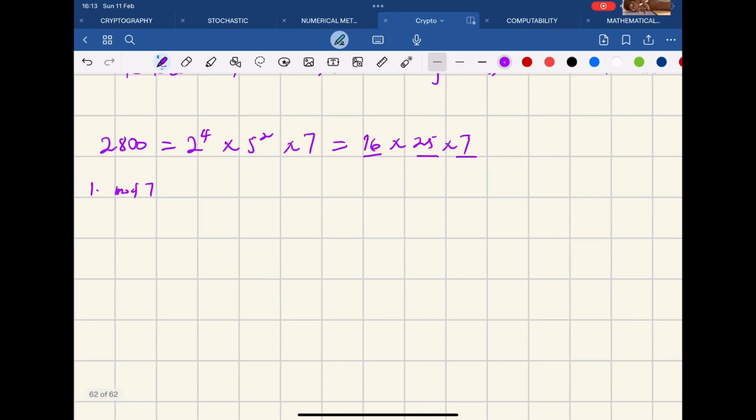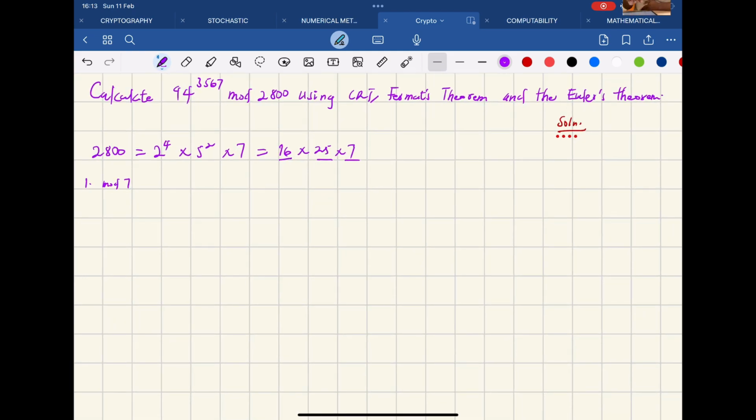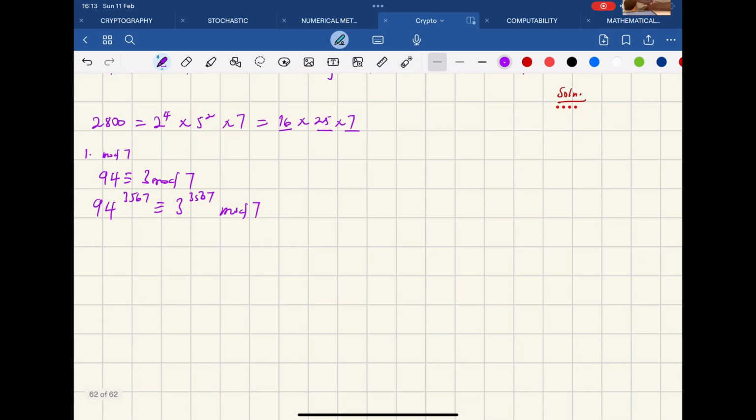So when you have mod 7, let's write 94 in terms of mod 7. 94 is congruent to 3 mod 7. Now, because we have an exponent of 3567, we have to bring that. So 94 to the power 3567 is congruent to 3 exponent 3567 mod 7. In other terms, 94 exponent 3567 is the same as 3 exponent 3567 in mod 7.